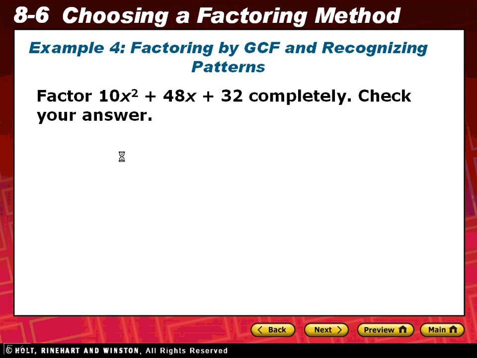Alright, so here I have 10x squared plus 48x plus 32. First thing I'm going to do is look for a GCF. What can I take out of 10, 48, and 32?